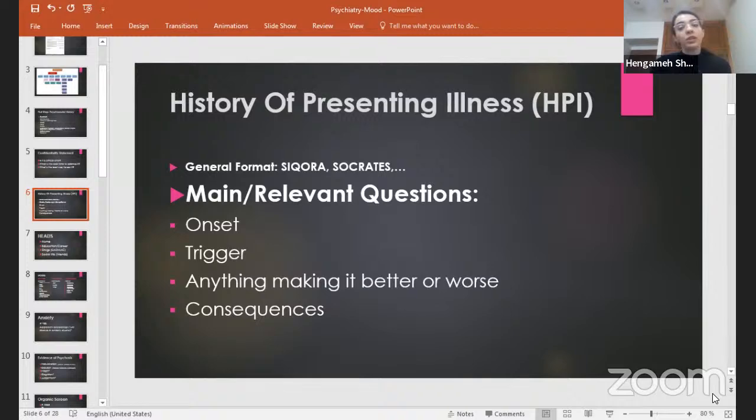And the consequences are also really, really important. We have to ask, how has this affected your daily life? How has this affected your sleep? How has this affected your interpersonal relationships and your job?